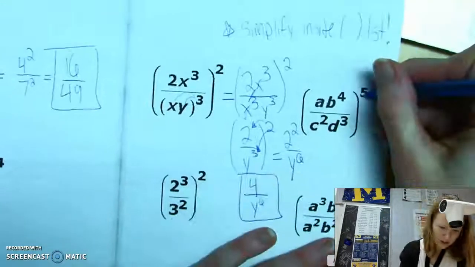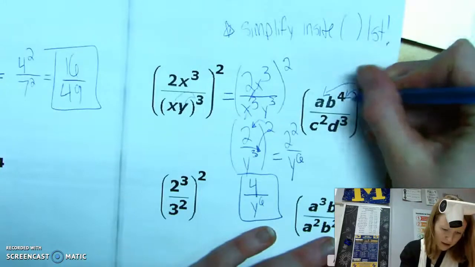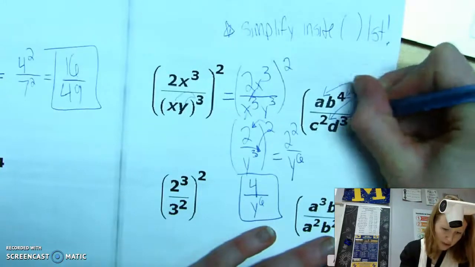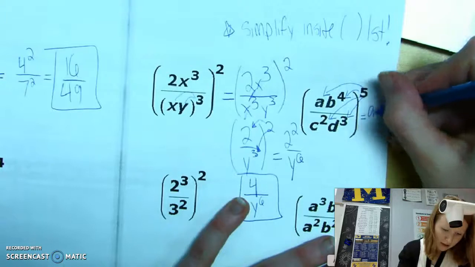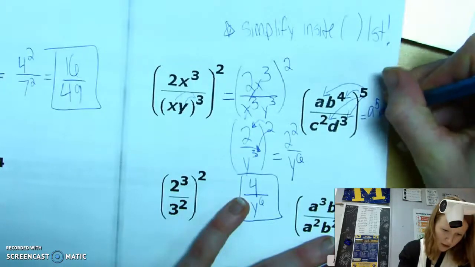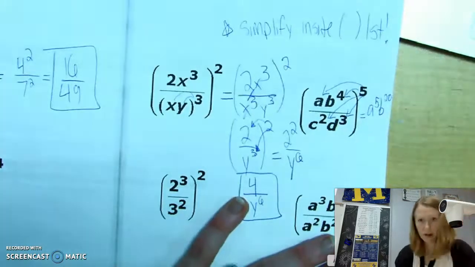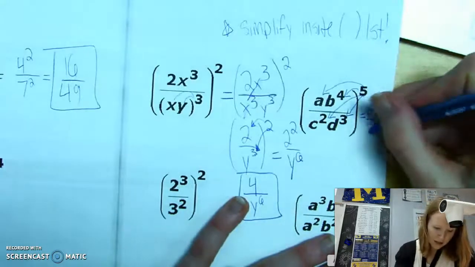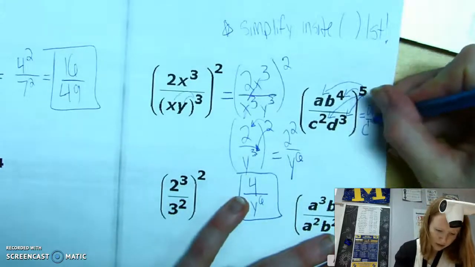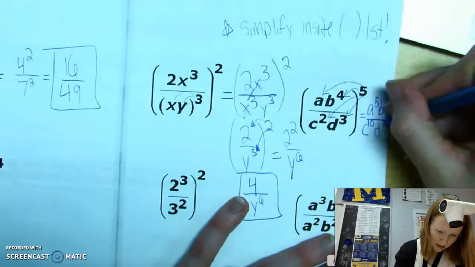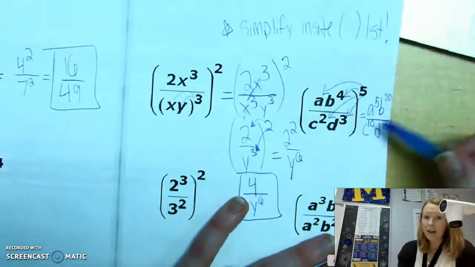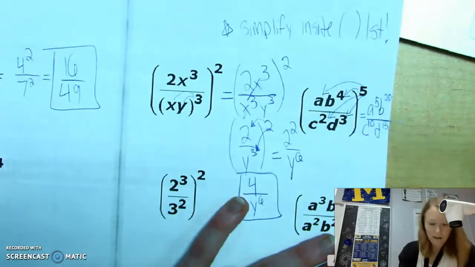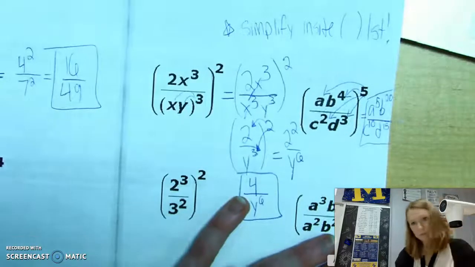We could keep going with some more of these examples. I could distribute the 5 here, but I have 4 terms, so I'm going to get a to the 5th, b to the, remember a double exponent, you got to multiply those suckers. So b to the 20th, then I'd get c to the 10th and d to the 15th. I can't combine any of these because they don't have the same base, so I'm done.